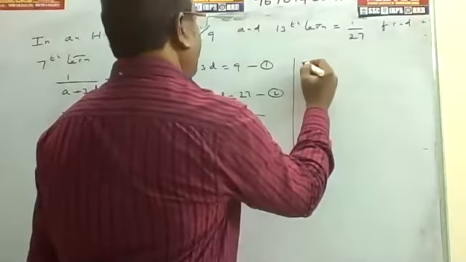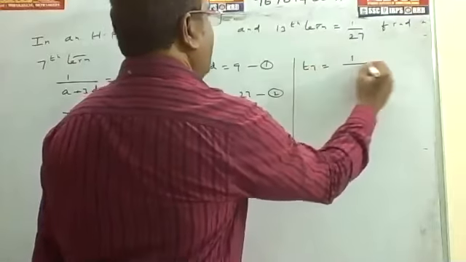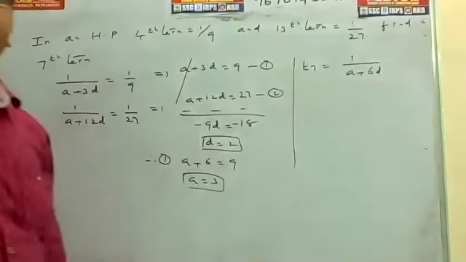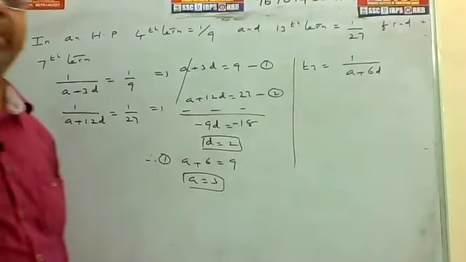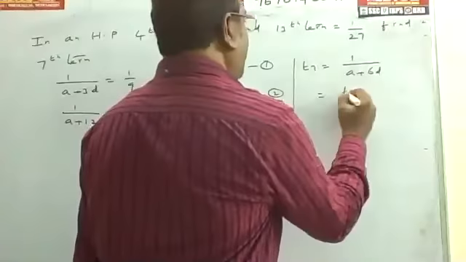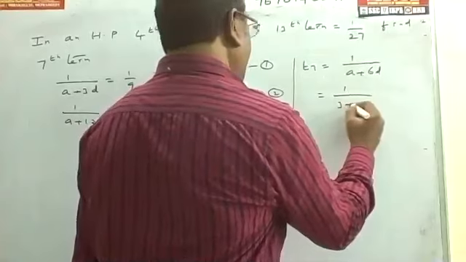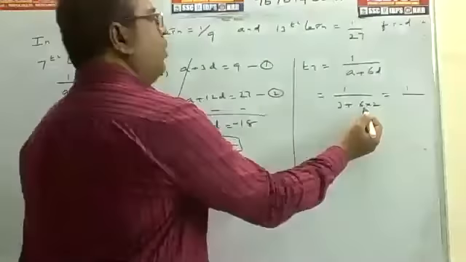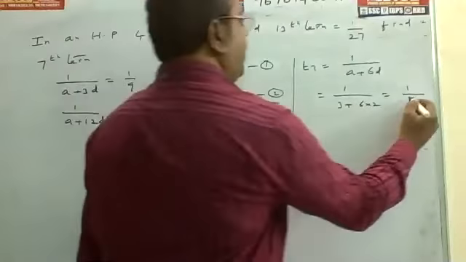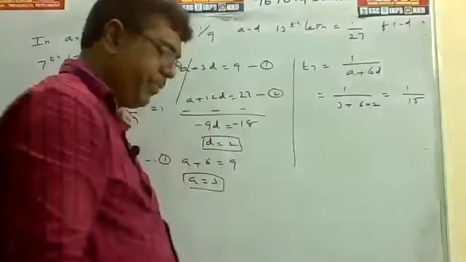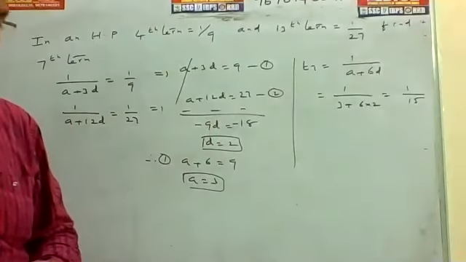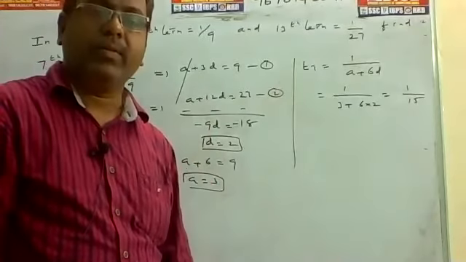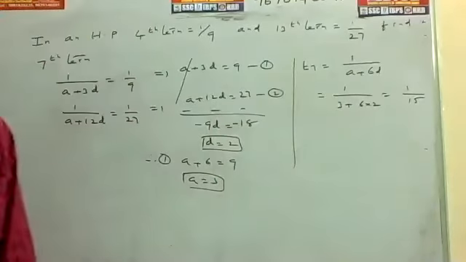T7, the 7th term, is equal to 1 by a plus 6d. This is the formula. 1 by a means 3, plus 6 into 2, which is 12, 12 plus 3 is 15. So the answer is 1 by 15. 1 by 15 is the right answer. So right answer from Aishwarya. Very good, very good. This is the method.